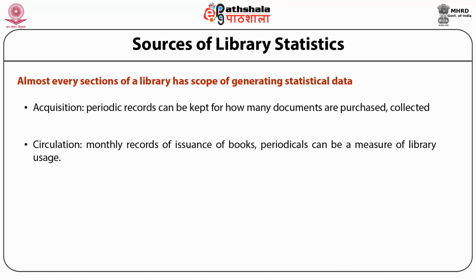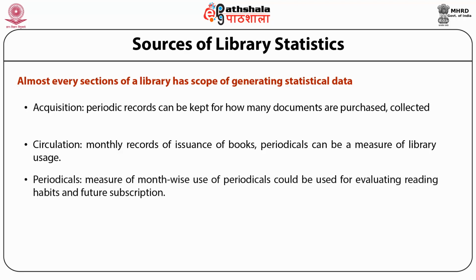Circulation: in the circulation area, on a monthly basis, you can find how many people have approached your library and issued books, how many books are used, how many times a single book is used, or several other such circulation documents. Circulation statistics can be generated for library use. In the periodical section, periodicals used to be purchased in print form. Now both print and online, mostly online, are being purchased.